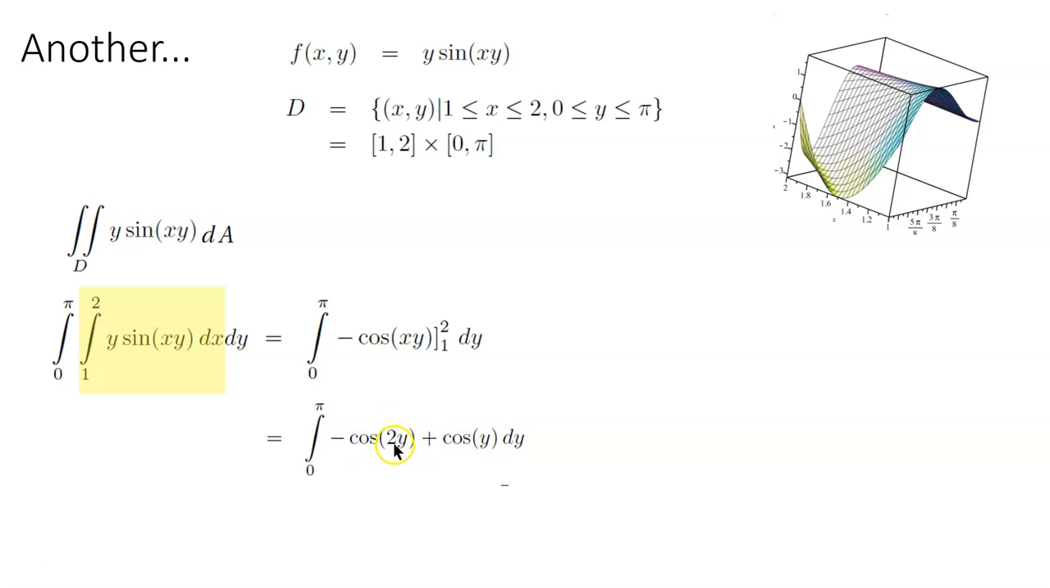Integrating this, I'm going to have to divide by the 2. And I get negative 1/2 sine of 2y plus sine of y. Sine of pi and sine of 2 pi and sine of 0, all that's 0. So this answer is 0. I always find it a little annoying when I go through all this work and then I end up with a 0 as an answer. But hey, zeros are cool.